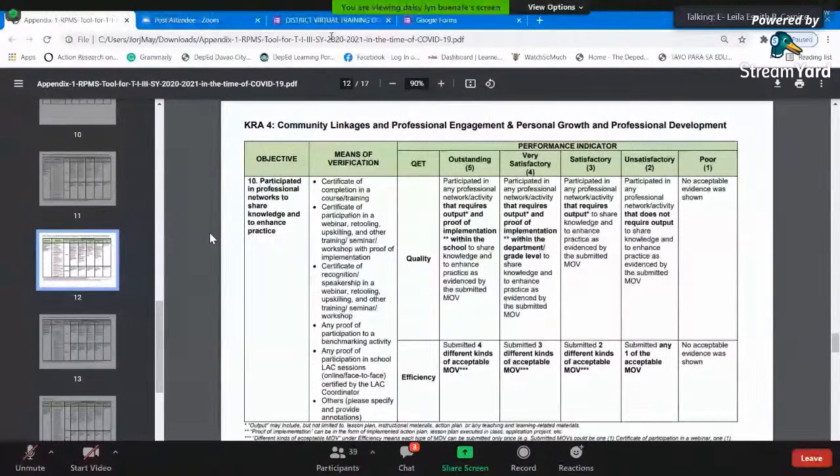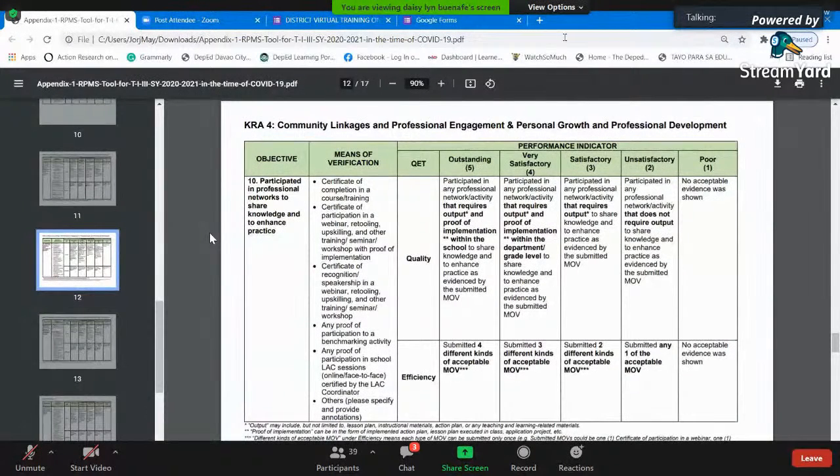Now, for the quality, you will have a rating of 5. It is not enough to present a certificate. You get 5 if you participated in any professional network activity that requires output and proof of implementation, implementation within the school to share knowledge and to enhance practice, as evidenced by the submission. So it requires output, and second, proof of implementation.